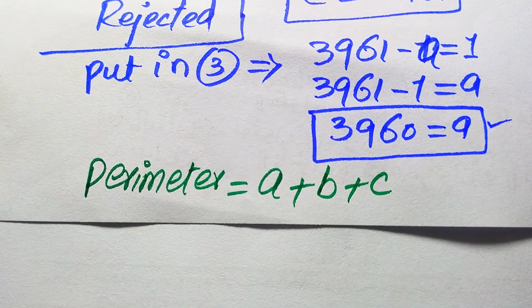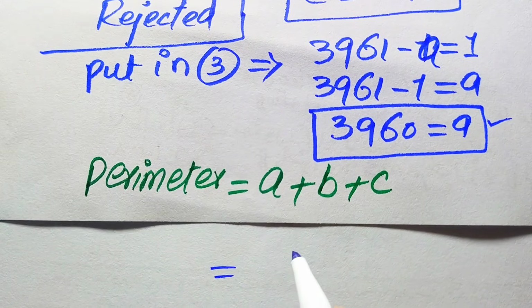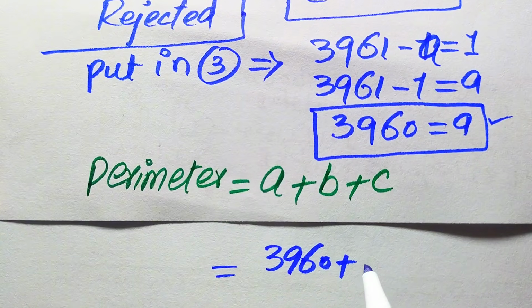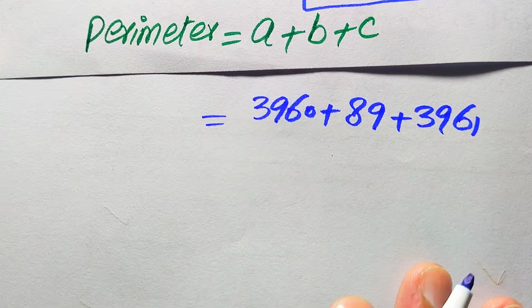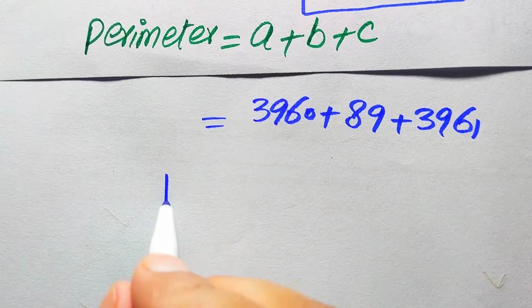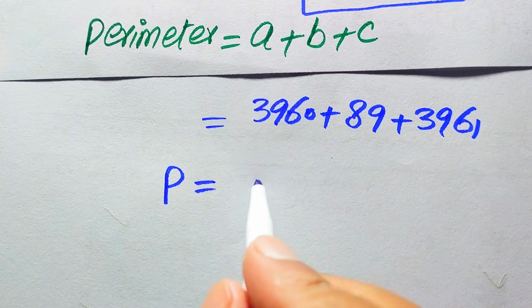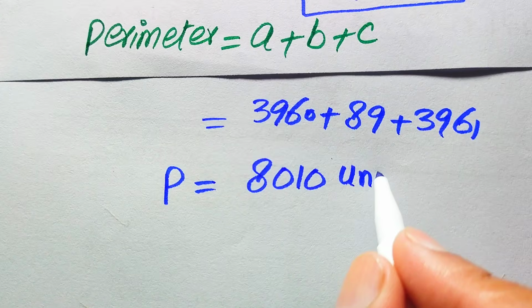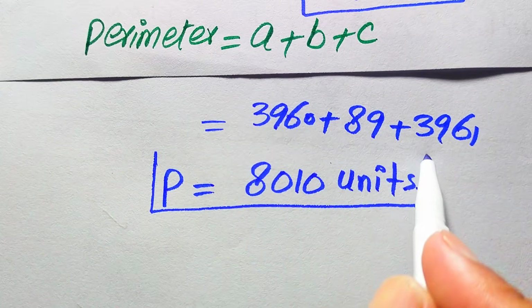So here we add all these side lengths: the value of a is 3960, the value of b is 89, the value of c is 3961. So when we add all these three values, we get the perimeter of the given triangle is equal to 8010 units. Okay, so this is the perimeter of the given triangle which we get here.